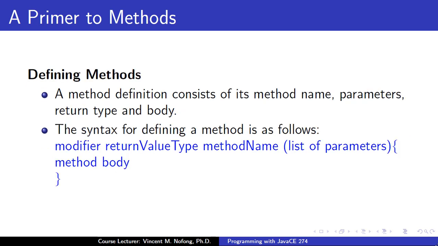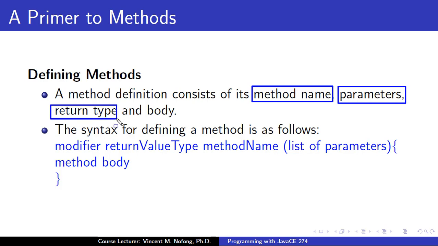So how do we define a method? When you want to define a method, you first of all have to consider some things. For example, what name should you give to your method? And this name should more or less resemble what the method is supposed to do. And what parameters will the method take before it performs a particular operation? After the operation is performed, what will it return? And what will be in the main body of the method, or the statements that will perform that function for you?